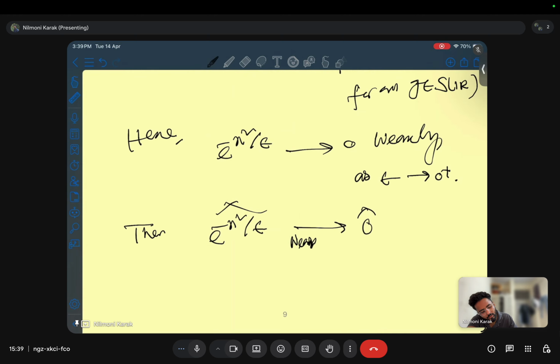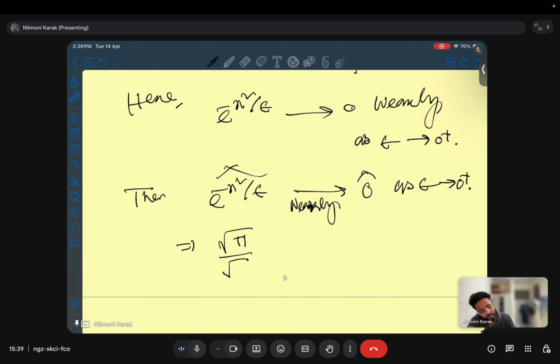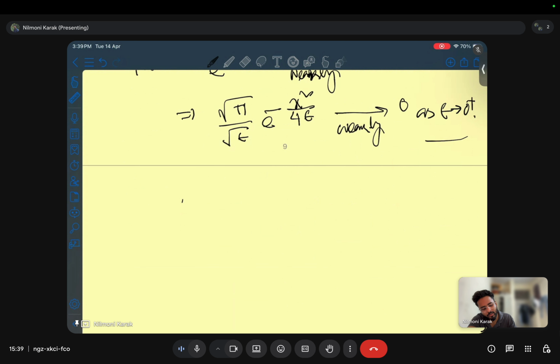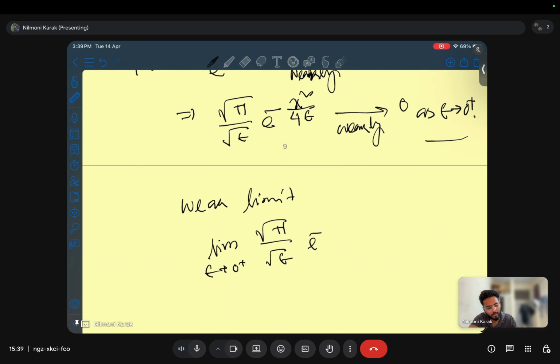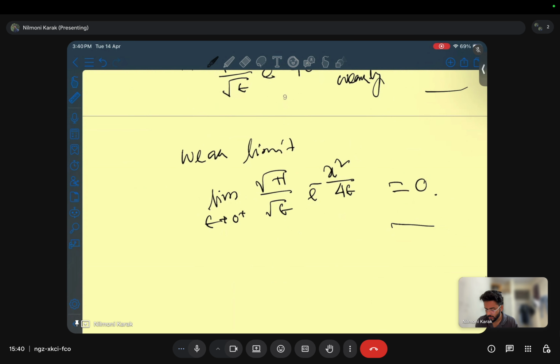so weakly, and this, root pi by root epsilon e to the power minus x square by 4 epsilon, goes to 0 weakly as epsilon tends to 0 plus. That is done. So the weak limit as epsilon tends to 0 plus of root pi e to the power minus x square by 4 epsilon is 0. Okay, I hope it is clear to everyone. Now we'll see one theorem.